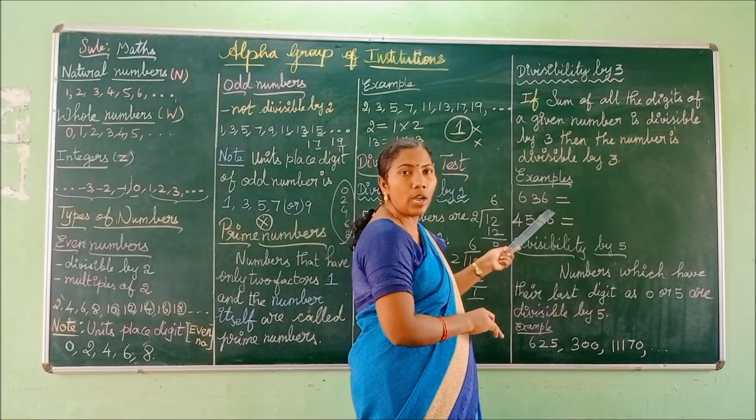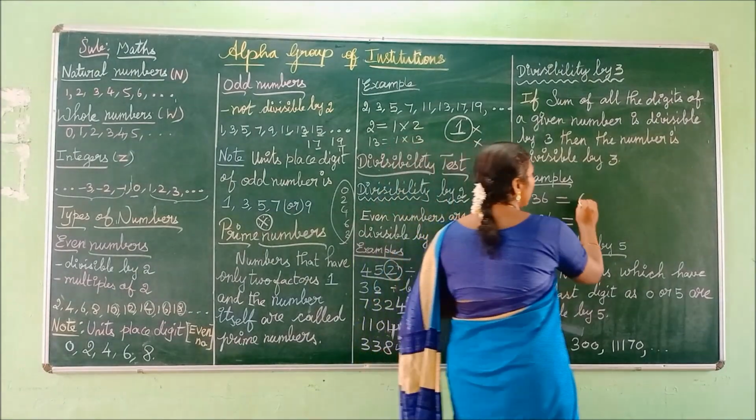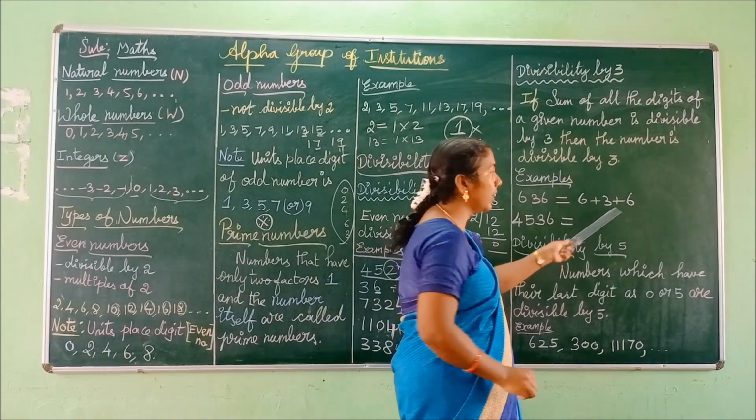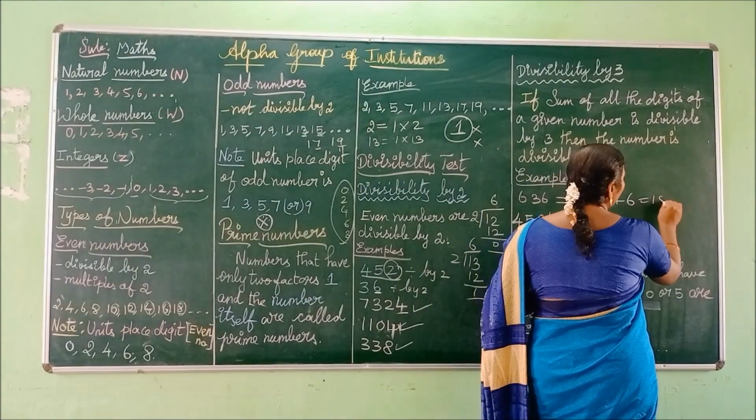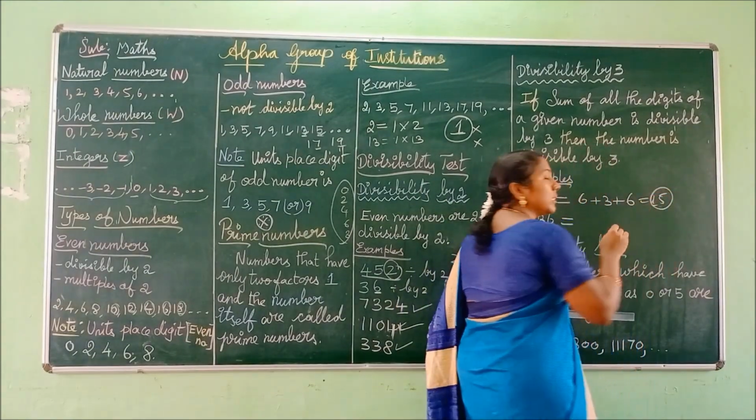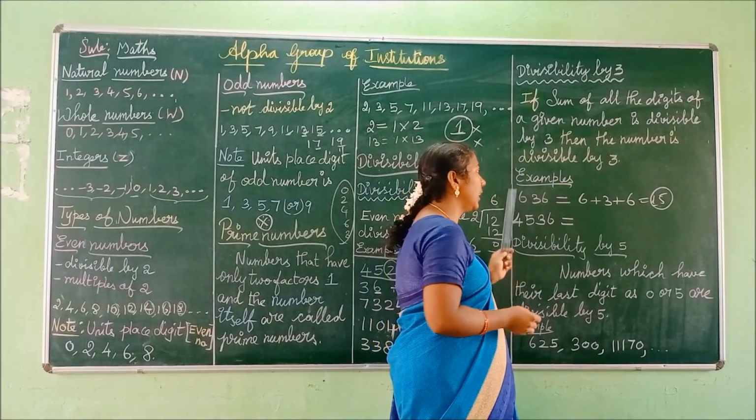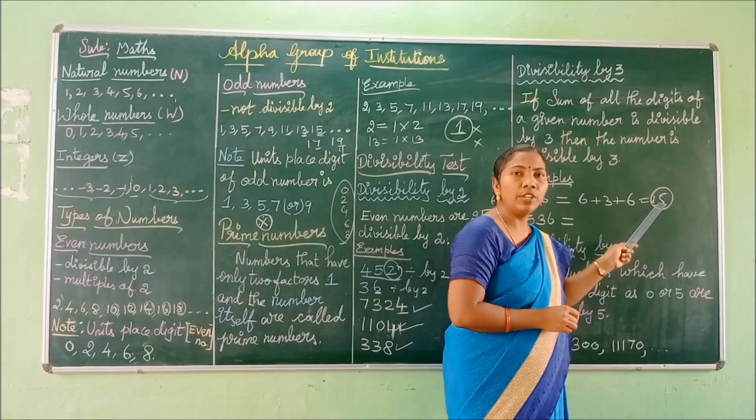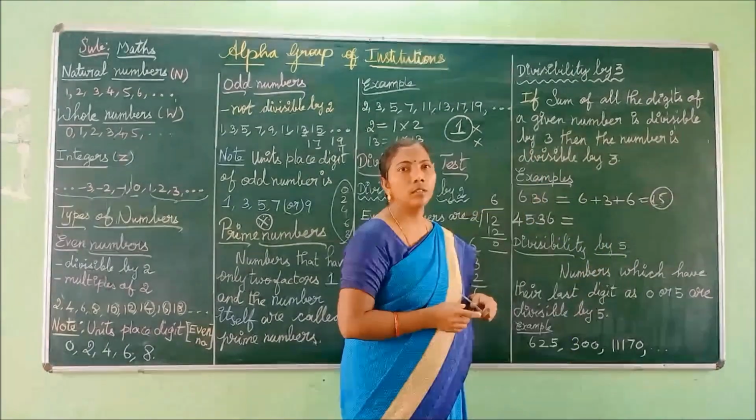Now we are going to sum these digits. So 6 plus 3 plus 6. 6 plus 3 is 9, 9 plus 6 is 15. If the sum is divisible by 3, we can say the entire number is divisible by 3. What is our sum? 15. 15 is divisible by 3.